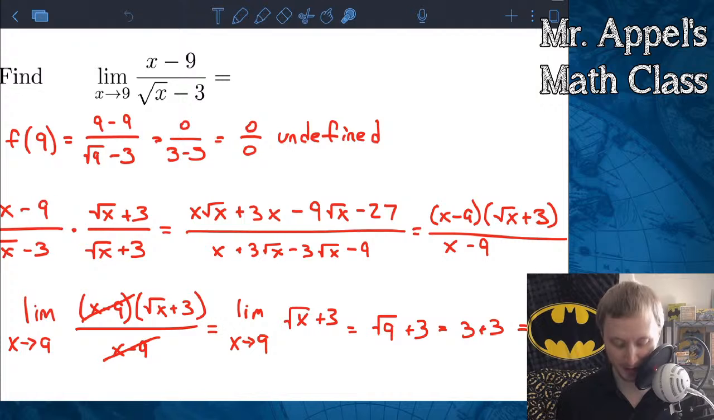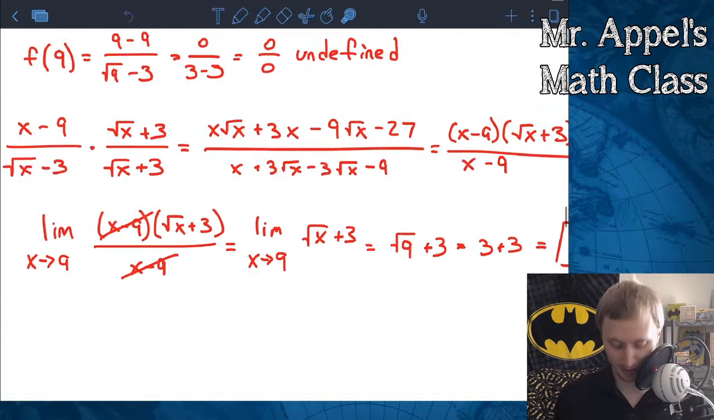I want to eliminate factors. I'm going to leave this in factored form as this times this, because I know one of them is matching. I can see it right there. That's what I'm going to eliminate. So that's what I did.